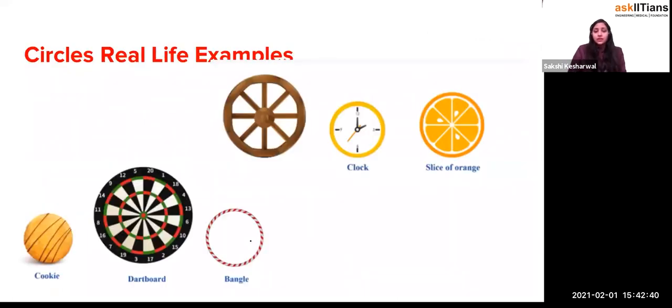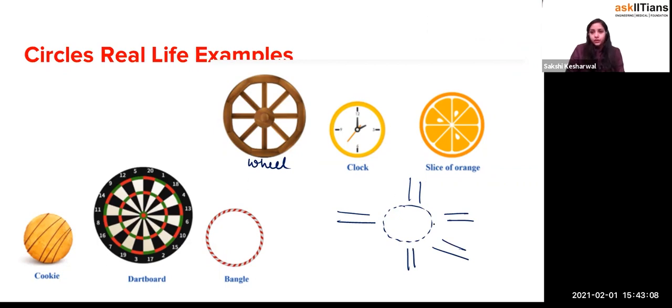Now these are the real life examples. You see clearly the wheel, and these are what? Clocks, slices of oranges, cookies, dashboard, bangles. And when you travel on a road, there is a gol chakkar, as we say in India. I don't know what you call it, but when you go on a road, many roads come from here and go from here, here and here. So you see there's a circular path that you go around, right? You see circles all around you.